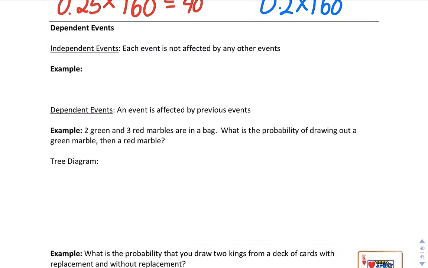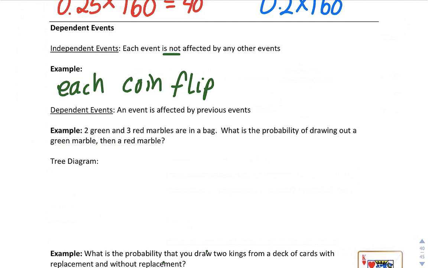All right, review dependent events and independent events. So independent events, each event is not affected by any other events. So like each time you flip a coin, each coin flip, I'll say, is an independent event. So we talked about gambler's fallacy, how one outcome does not affect the next outcome. You can get 10 heads in a row, but on the next flip, heads or tails is not more likely because of that.